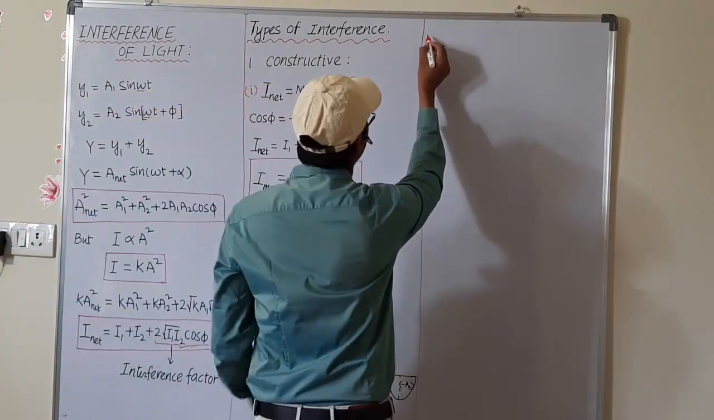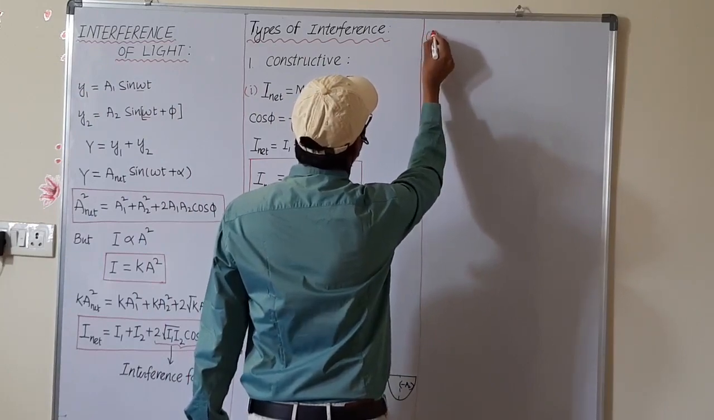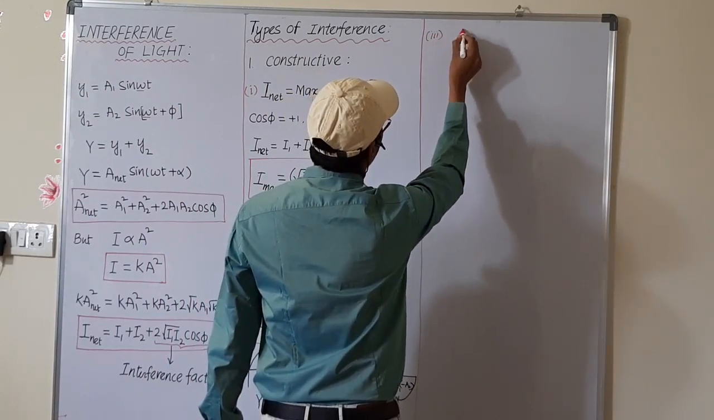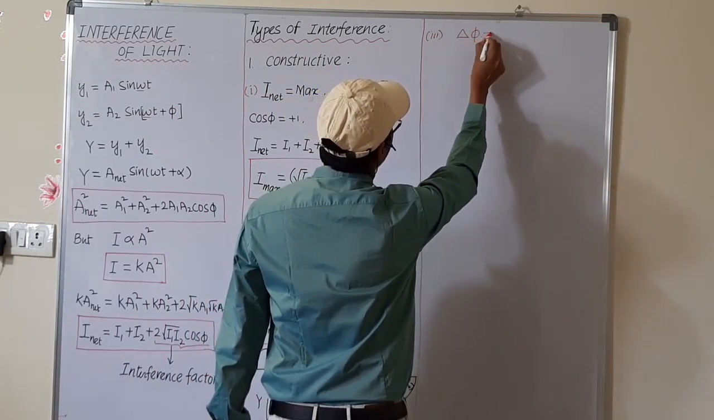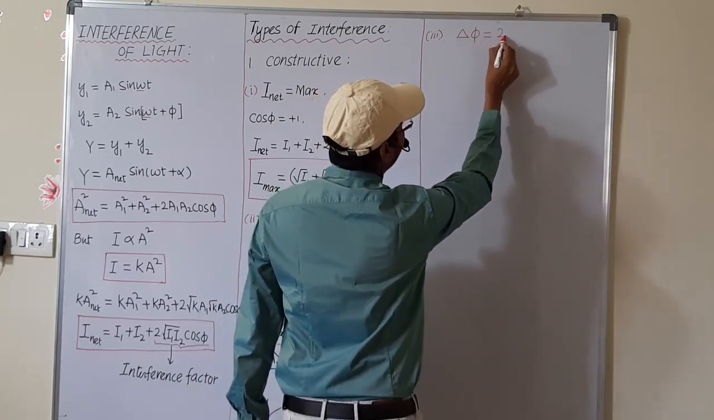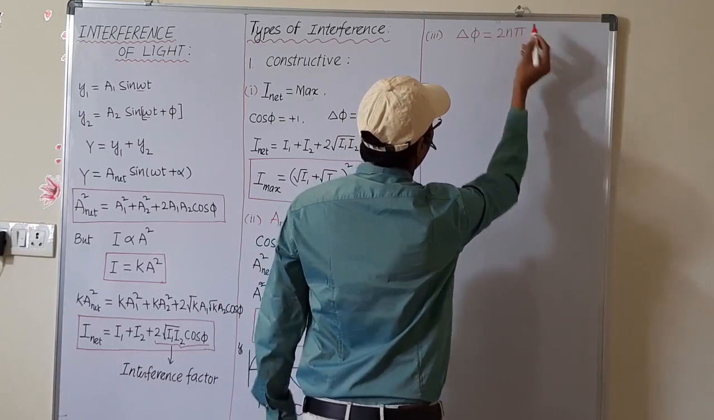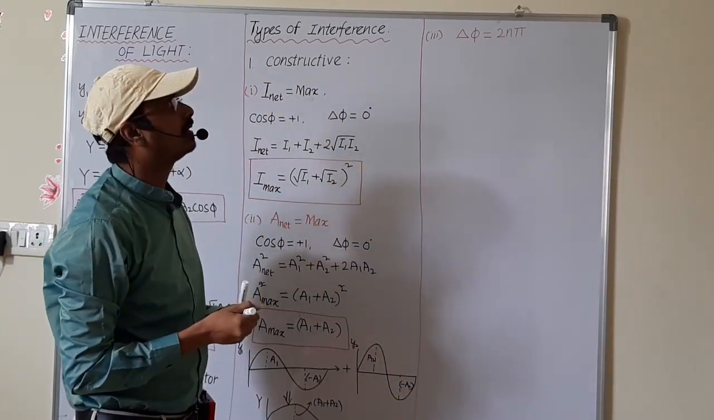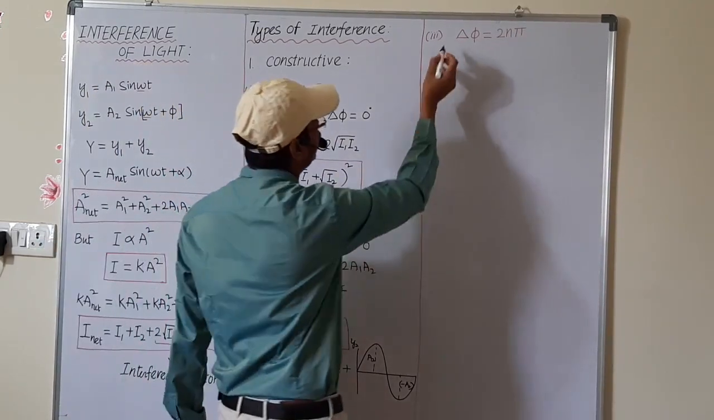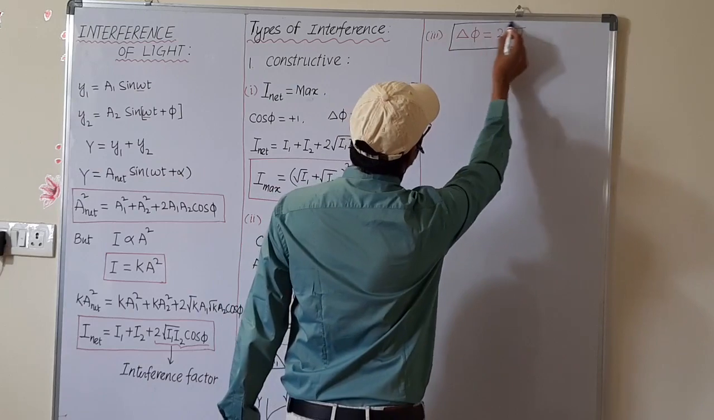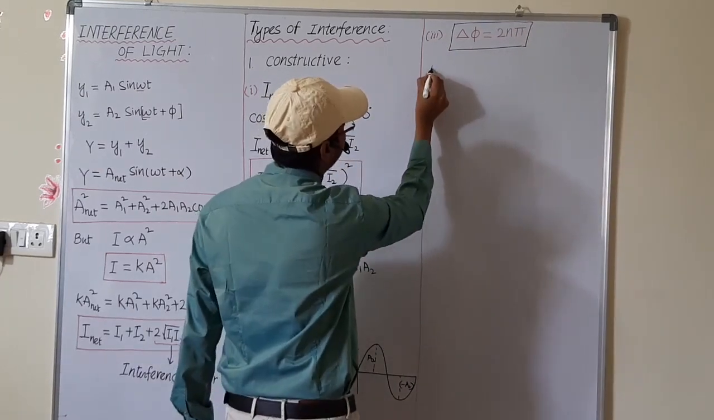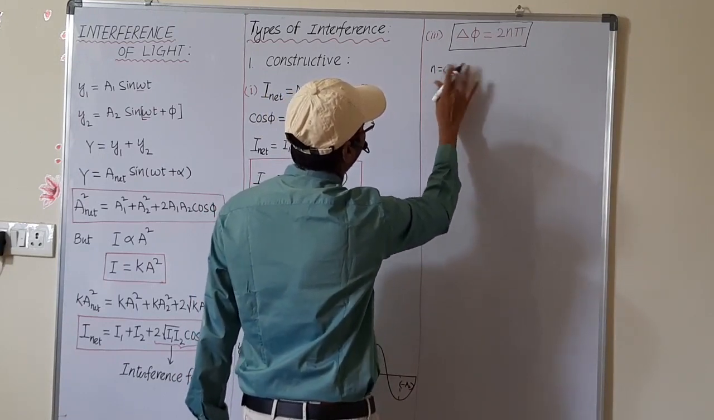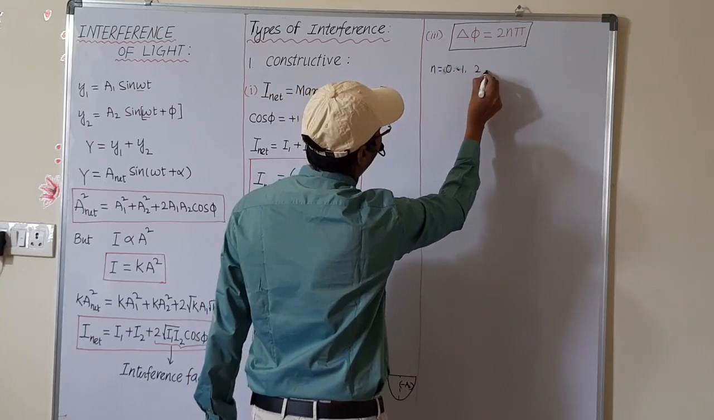Another one we can discuss, in a third way. The third way is phase difference, delta phi. Delta phi is equals to even multiple of pi. If you want constructive interference, the phase difference delta phi is an even multiple of pi, then we get constructive interference. Here in this case, n is equals to 0, 1, 2 and so on.